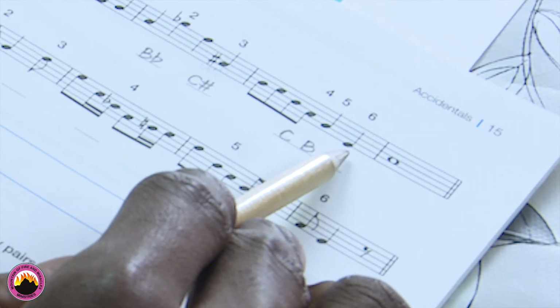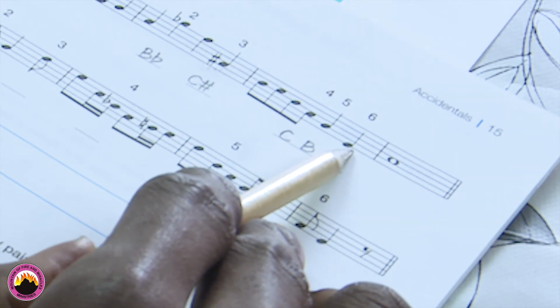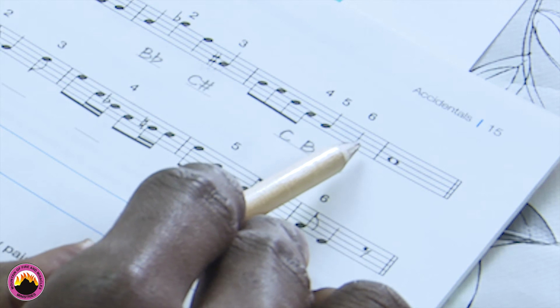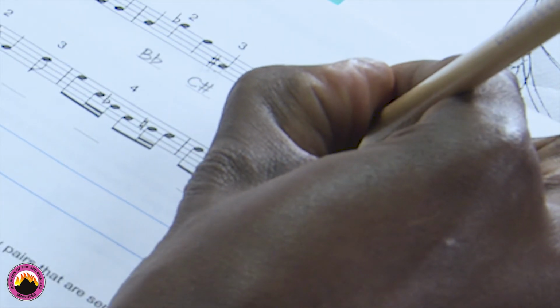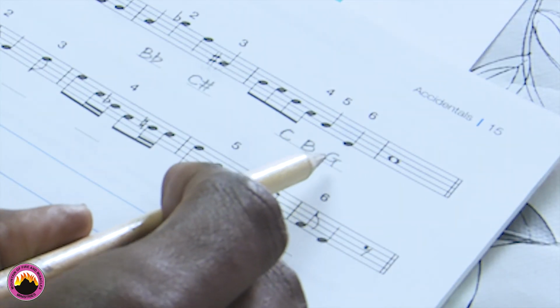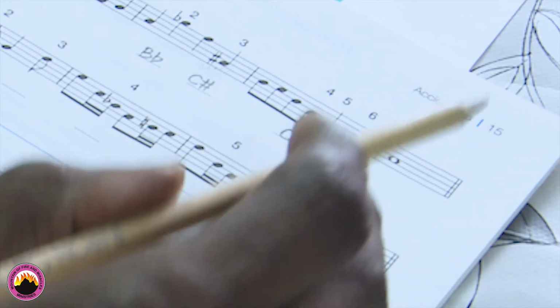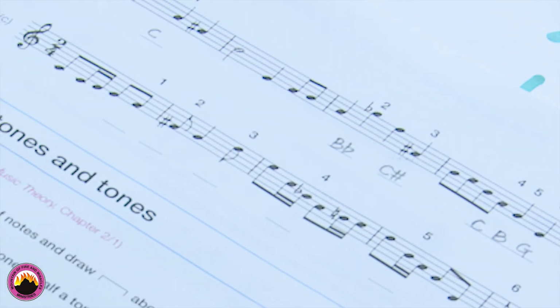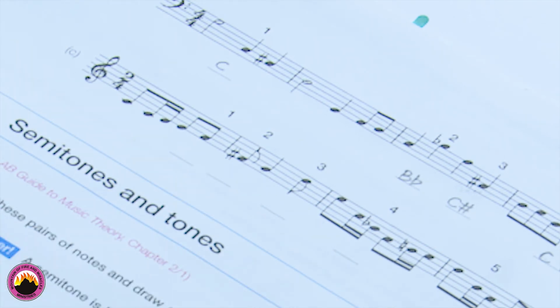Then number 6, the first line of the bass clef. So what alphabet is the first line of the bass clef? It is very simple. That is a G. The first line of the bass clef is a G. So you just come here, you write G. Understood?